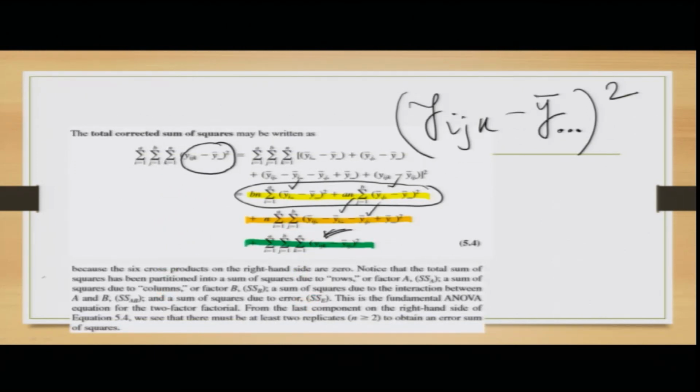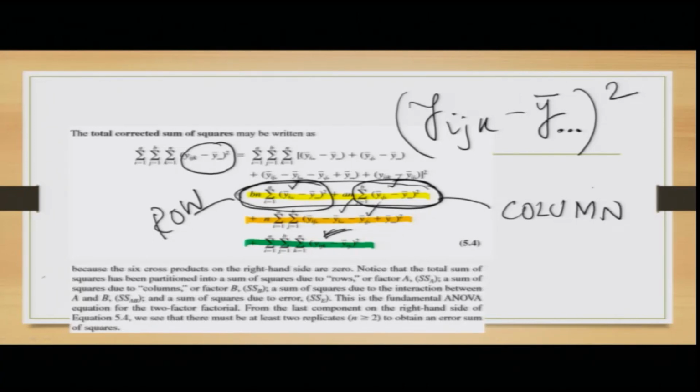Because the 6 cross products on the right hand side are 0, notice that the total sum of the squares has been partitioned into the sum of the squares due to rows and the sum of the squares due to columns. The sum of the squares due to the rows is the first part here, and for the columns it is this part.